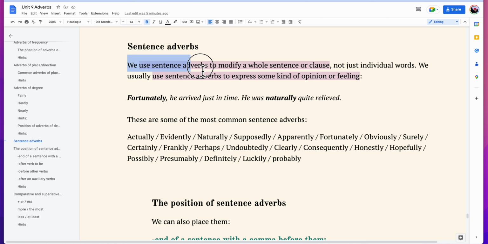We use sentence adverbs to modify the whole sentence or a clause, not just individual words. We usually use sentence adverbs to express some kind of opinion or feeling. For example, "Fortunately," this is modifying the whole sentence: he arrived just in time. And also, he was naturally quite relieved.